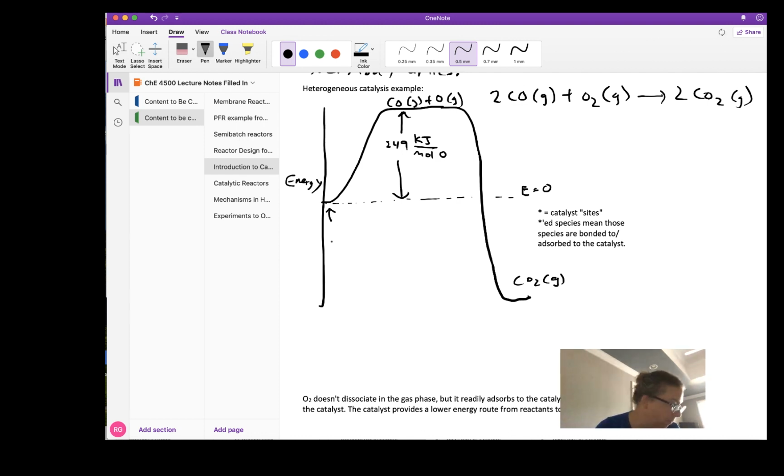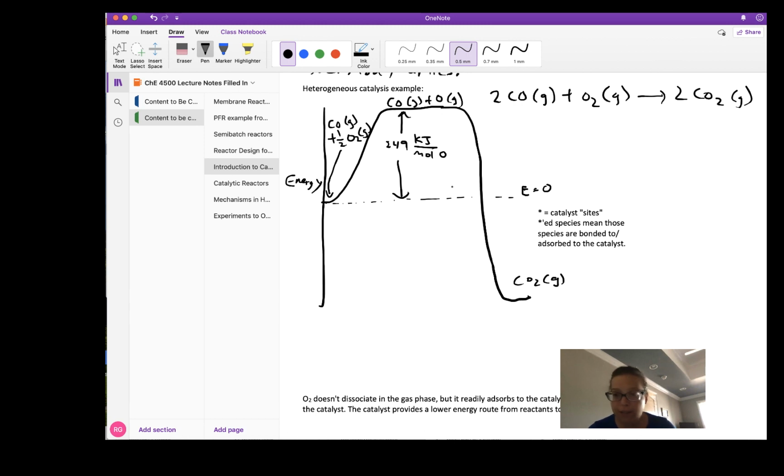We have CO gas. In fact, let me draw that here. CO gas plus 1/2 O2 gas. And here we're talking about moles, so we have half a mole of O2 gas. So that's what that means. And the reaction energy for this is pretty exothermic, so it's pretty favorable to form CO2. But to get there, we have to cross this very large energy barrier.